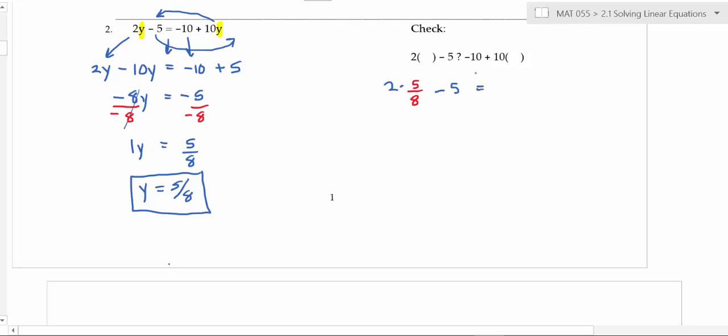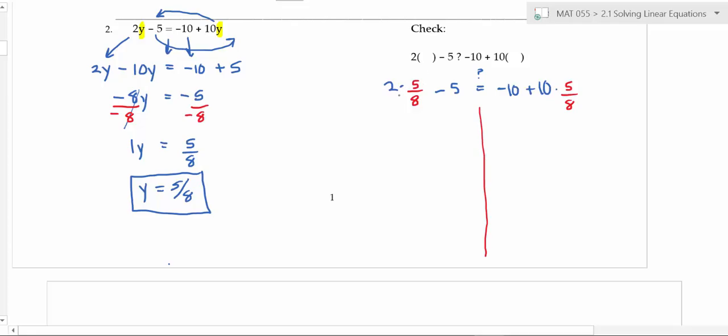Then I'm going to see if this is equal to the other side, which is negative 10 plus 10 times, and then replace the y with 5/8. So I'm going to plug that in like this. All right, so I've got 2 arithmetic problems really to work out. Now we're going to see if they turn out to be the same.